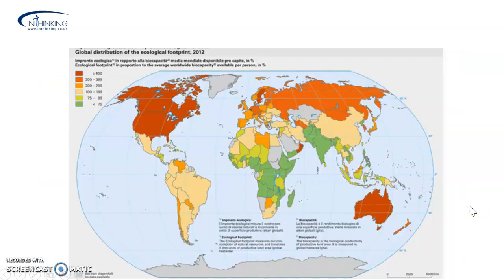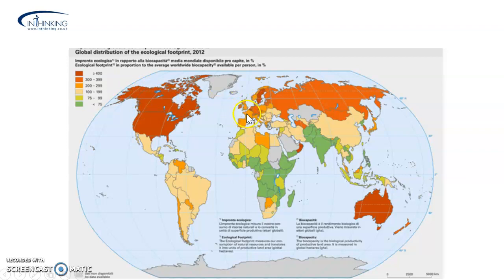If we see that actually in real data, you can see in this graphic the same sort of patterns. So this is represented here, the numbers, so ecological footprint in proportion to the average worldwide capacity available per person. So here you've got 400% higher than actually the worldwide average capacity.